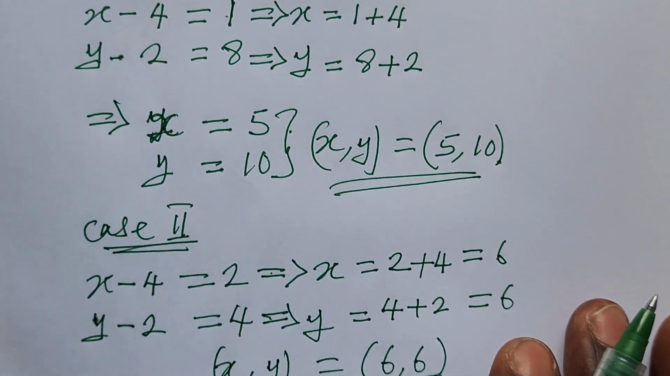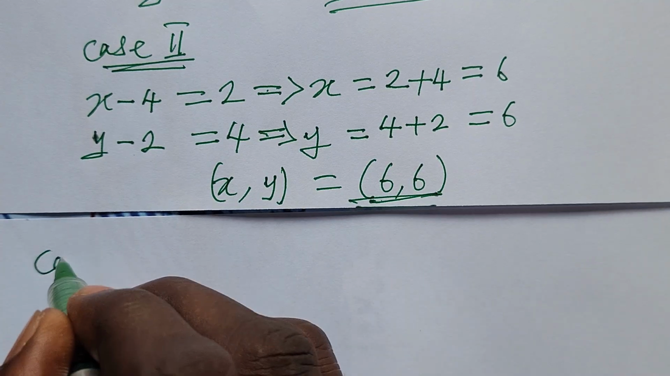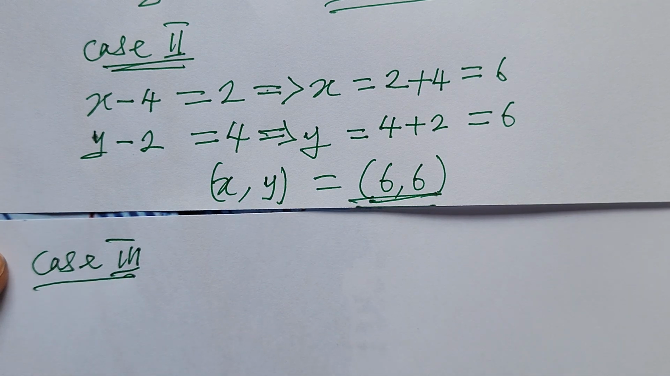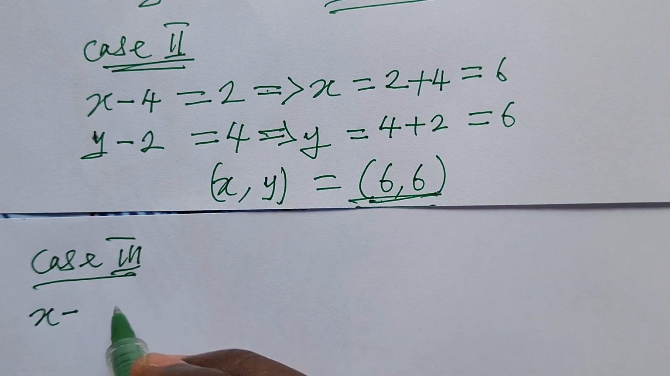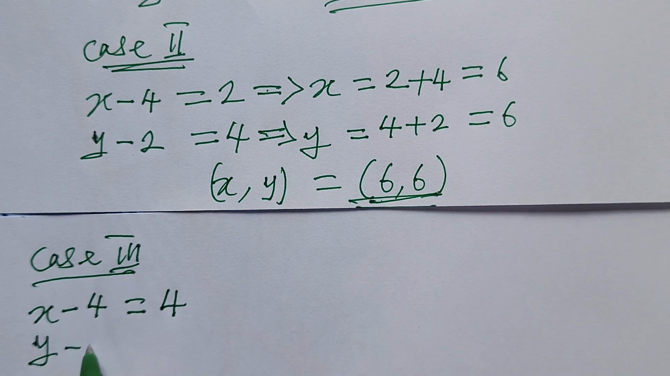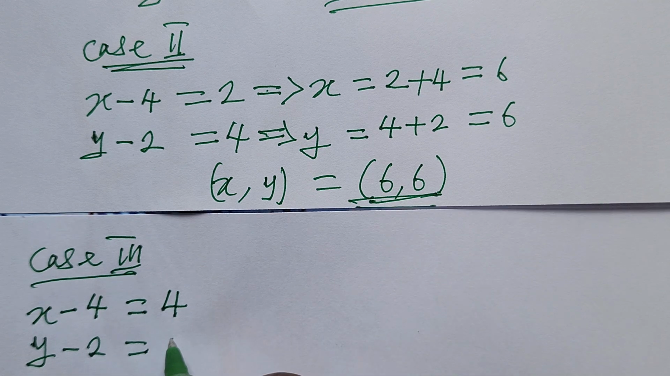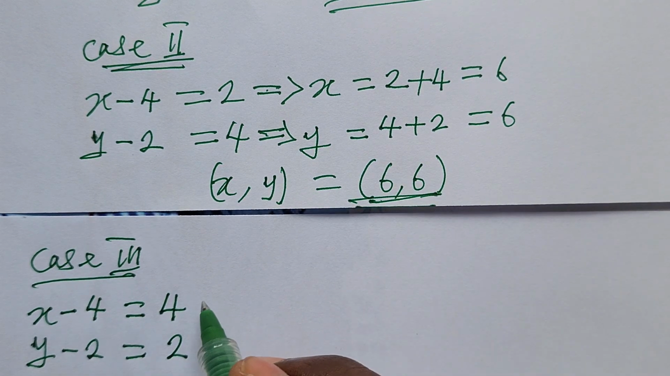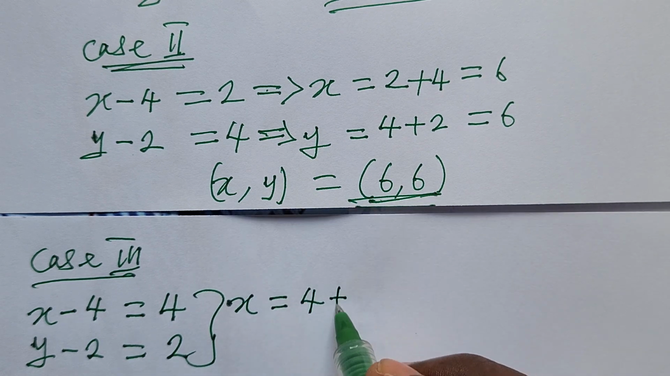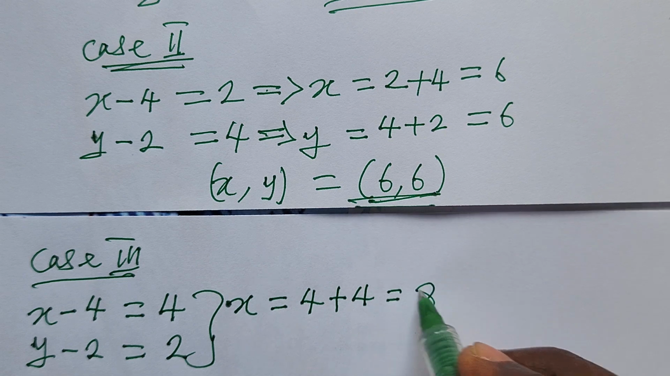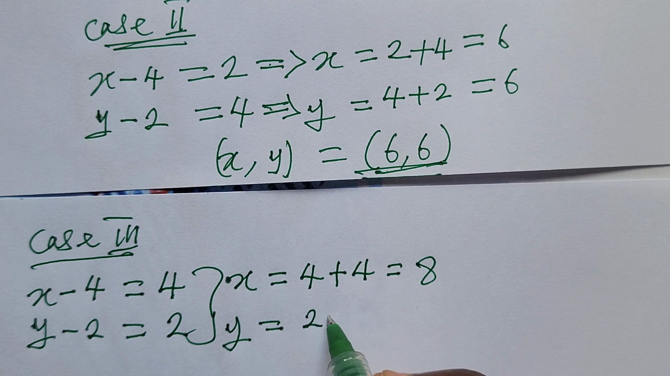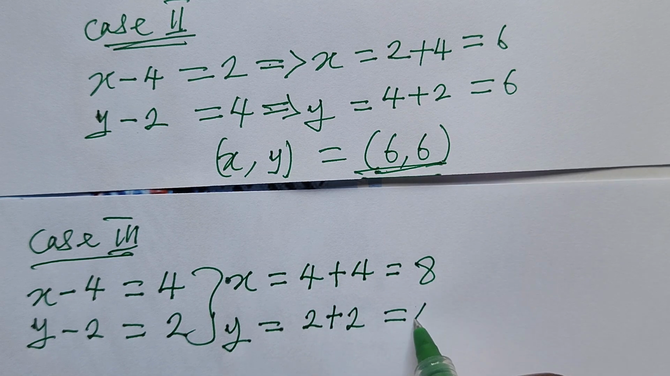So let's look for the third case scenario. So here we have case 3. From here we're going to have x minus 4 equal to 4, and y minus 2 equal to 2. So again, this now implies that x will be equal to 4 plus 4, which is automatically 8. And here we're going to have y equal to 2 plus 2, which is equal to 4.